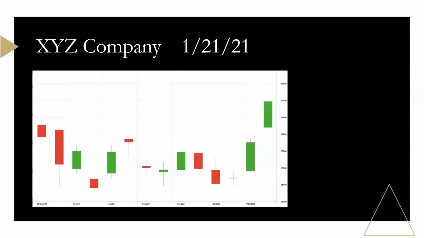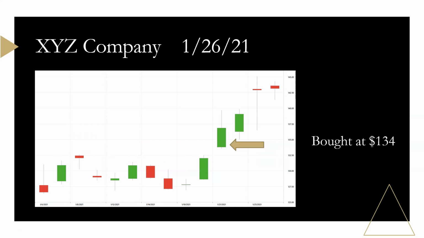Let's say you bought 100 shares of XYZ Company on the 21st of January, and you paid $134 a share, right about there. A couple of days later, on the 26th of January, you look and see that your shares are now worth $143 apiece, right about there. And because you bought them at 134, you are just ecstatic. You are patting yourself on the back for making such a wise trading decision. You're currently sitting on $9 per share of unrealized profit.